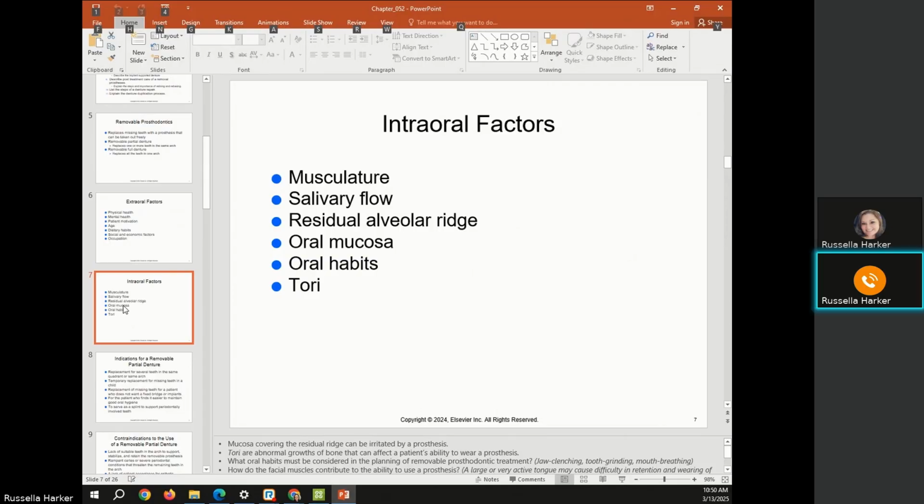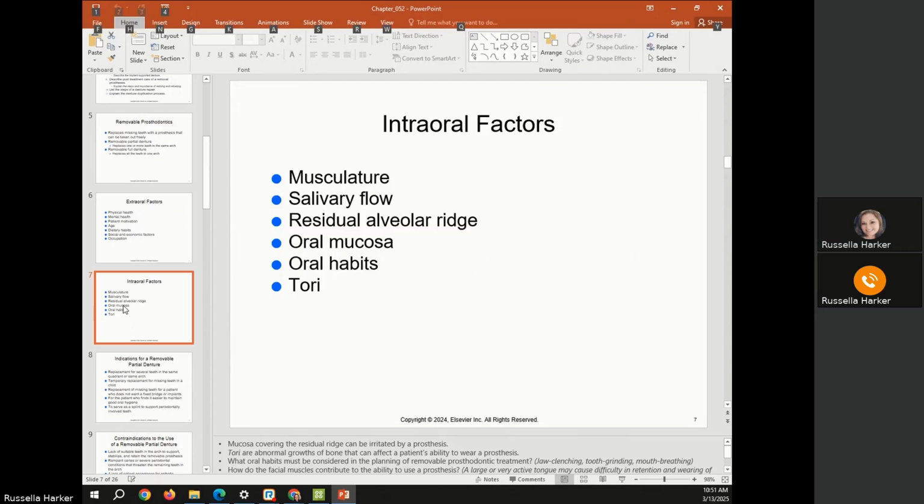The oral mucosa that covers the ridge is altered by the patient's physical conditions at times, and the prosthetic can cause friction and irritation, and it can become difficult for the patient to wear. So if they have a poorly fitting prosthetic, it can cause irritation and sore spots known as pressure points. If we see them promptly, we can relieve those pressure points and sore spots for the patient.